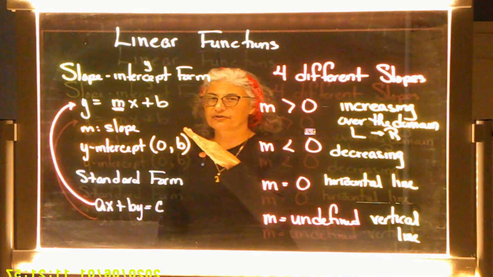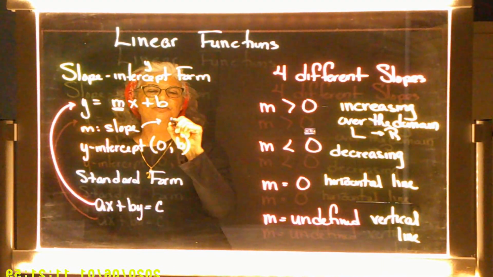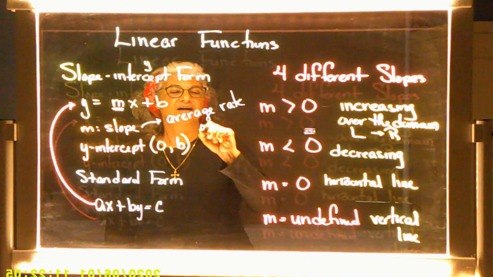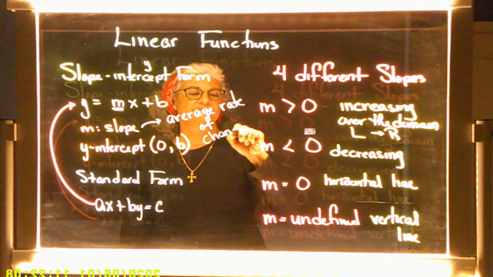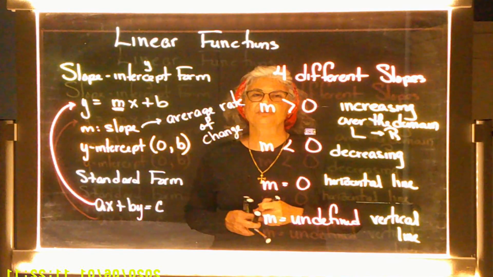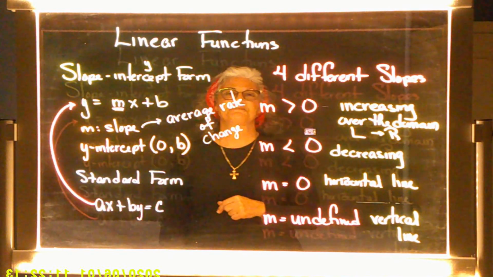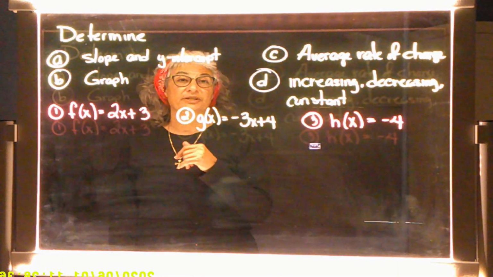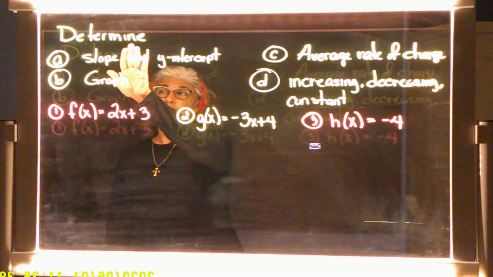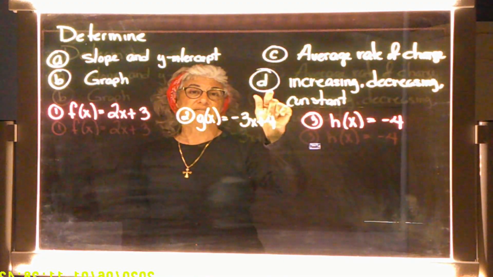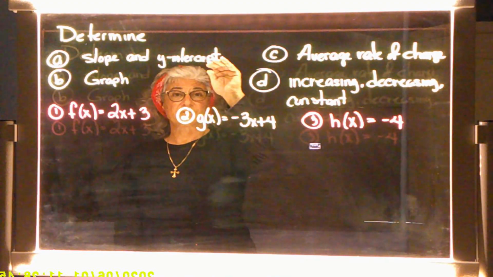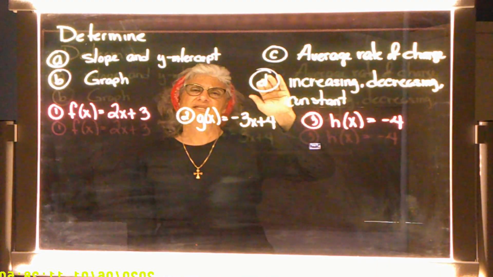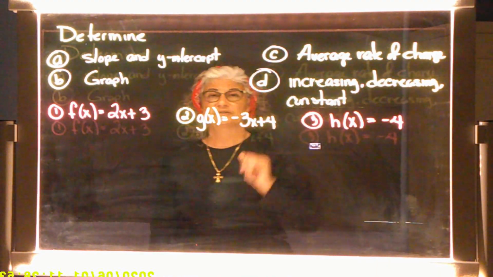All right. By the way, one more piece of information before I move on. Slope, if you recall from a previous lecture, is also known as the average rate of change. Good? Okay, so hang in there. I've got some examples. Okay, so let's look at these examples. The directions say to determine, and they're giving us A, B, C, and D. They want us to determine the slope and y-intercept. They'd like us to graph it. They'd like us to determine the average rate of change, and then they'd like us to determine if this is an increasing, decreasing, or constant function.